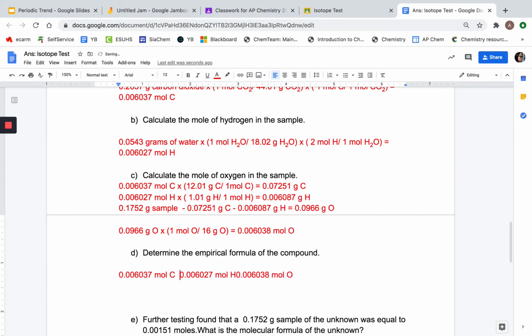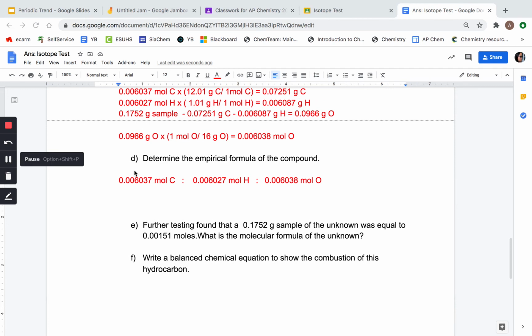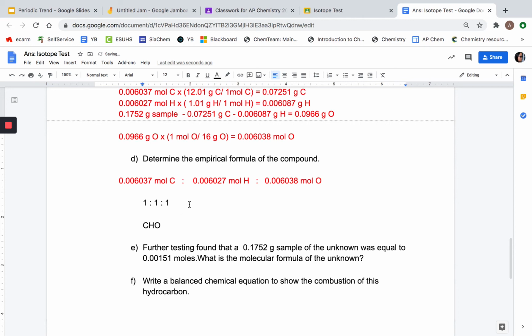Okay, so remember, when you're doing mole ratios, you're gonna divide them by the lowest number. In this case, they seem to be equally small, so just divide by any of these, it will work. You can see that they're essentially the same thing. So that will be basically 1 to 1 to 1 ratios. But this is the smallest one, hydrogen. Okay, so that means you're having CHO on that one.